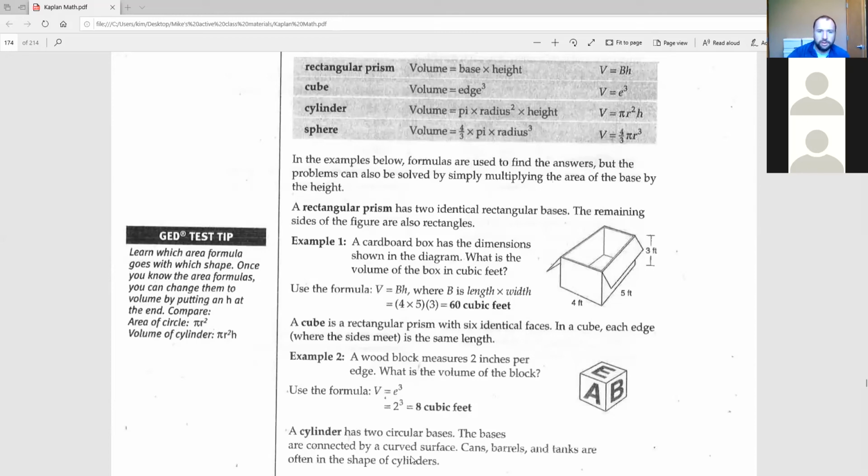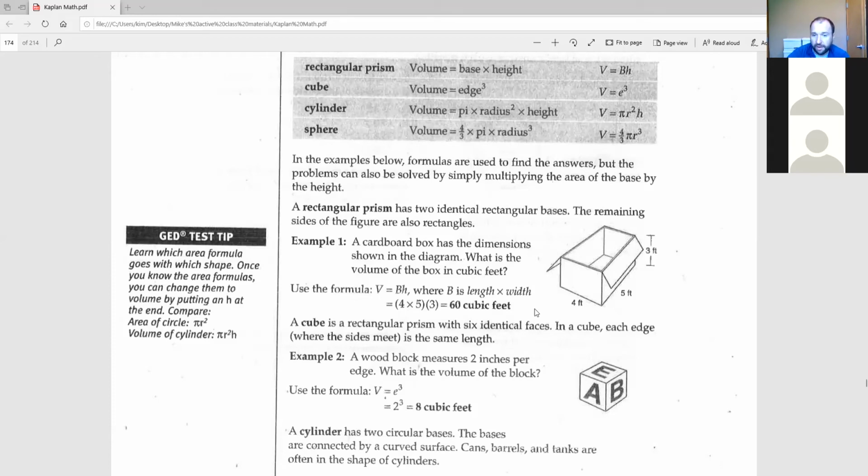Okay. So example 1 deals with a cardboard box. And it says the box has the dimensions shown in the diagram. What is the volume of the box in cubic feet? So don't be thrown off. When it says cubic feet, that just means when you measure volume, just like with area where you're measuring in square feet or square units, right? Volume, because it's three-dimensional, is measured in cubic units. Or in this example, it's cubic feet, right? So that's all it means.